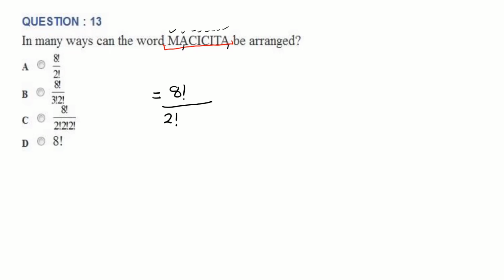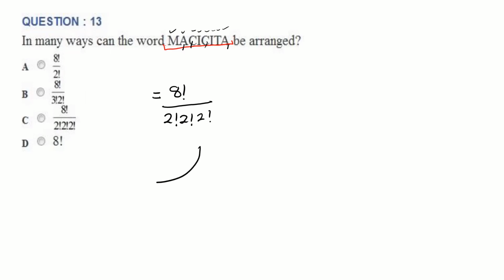What about C? C is repeated twice, so another 2 factorial. I is repeated twice also, so we have another 2 factorial. We are taking 2 factorial because they are repeated twice. But eventually we have a letter that is repeated 3 times, so we are going to use 3 factorial. So the answer is 8 factorial over 2 factorial, 2 factorial, and 2 factorial.